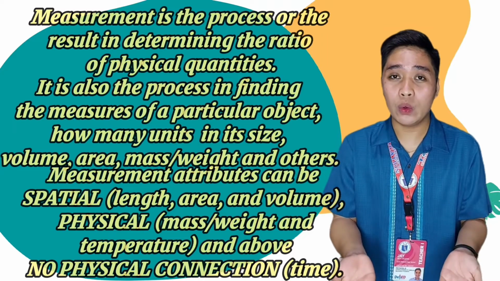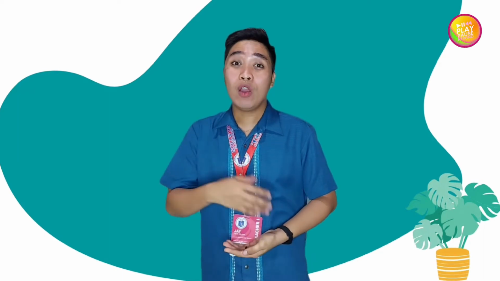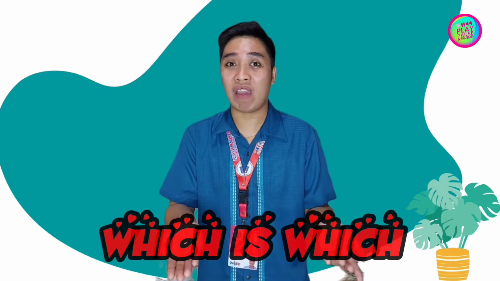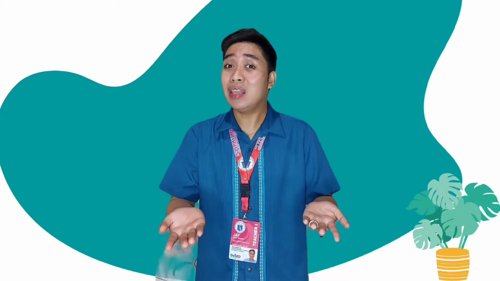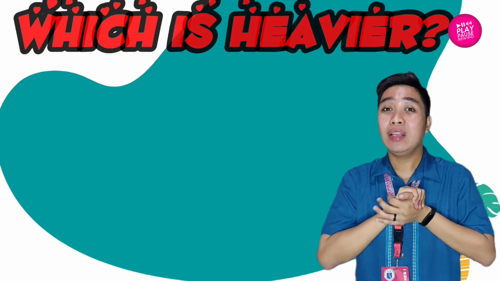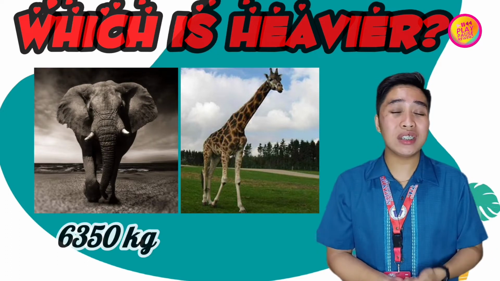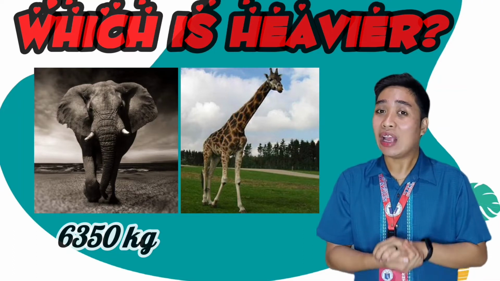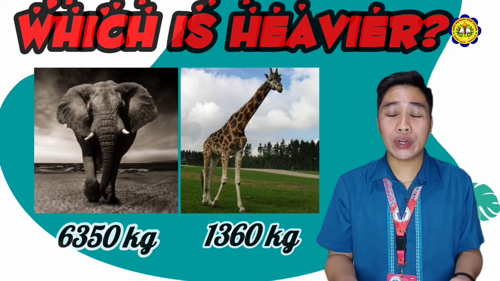Now, we all know the meaning of measurement. Let's go back to our previous example. Let's answer the question a while ago. Which is which? Which is larger and which is heavier? Again, we must first know the attributes of an object for us to compare the measurement. The first question, which one is heavier, is pertaining to the weight. Now let us compare the weight of an elephant and a giraffe. The average weight of an elephant is 6,350 kg and a giraffe is 1,360 kg. kg is a shortened form of kilogram.